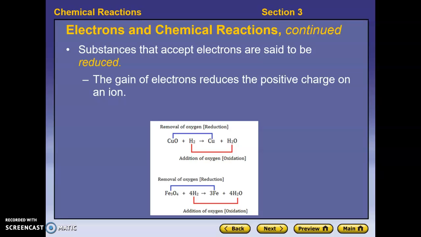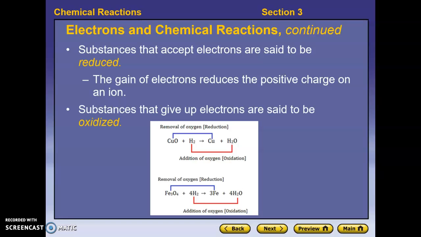So substances that accept electrons are reduced. And of course, by gaining electrons, it reduces the positive charge. So that's where the reduce part comes from. And if a substance gives up electrons, it is said to be oxidized. So how do we figure this out? Well, as we go from what an element is like on the left-hand side as a reactant to what that same element is on the product side, we will have to look at the charges.